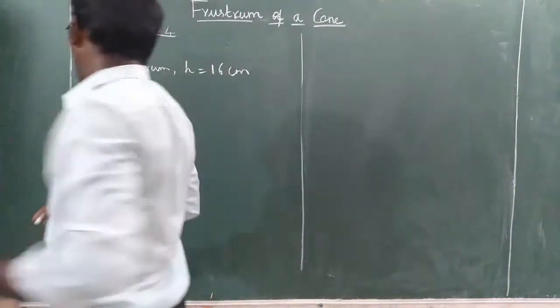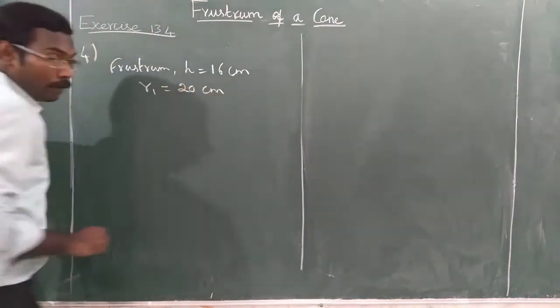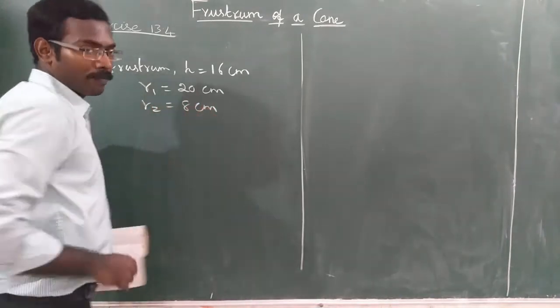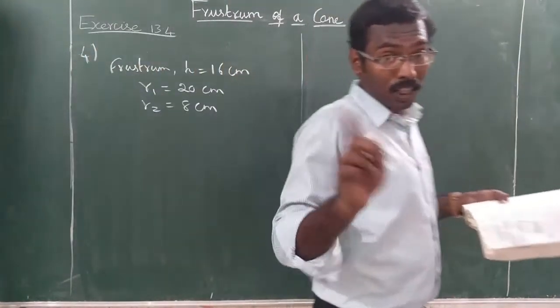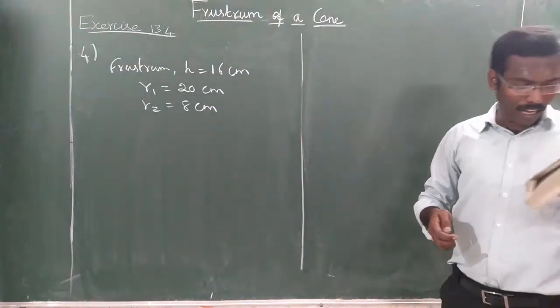The bigger one is R1. So R1 is equal to 20 centimeters, the bigger one, and the smaller one R2 is equal to 8 centimeters. They have not given R1, R2. You have to understand that the bigger one is R1 and the smaller one is R2.